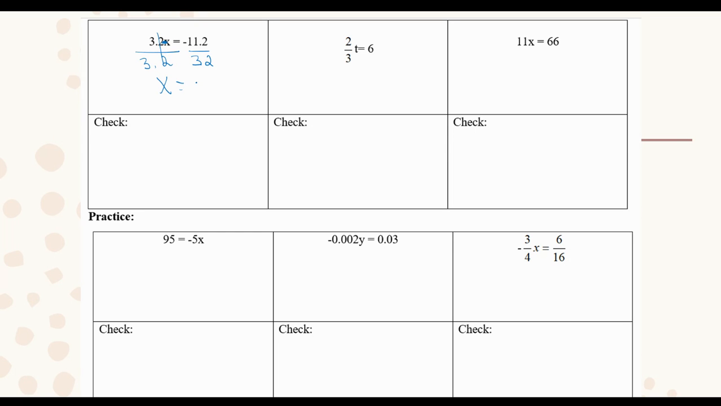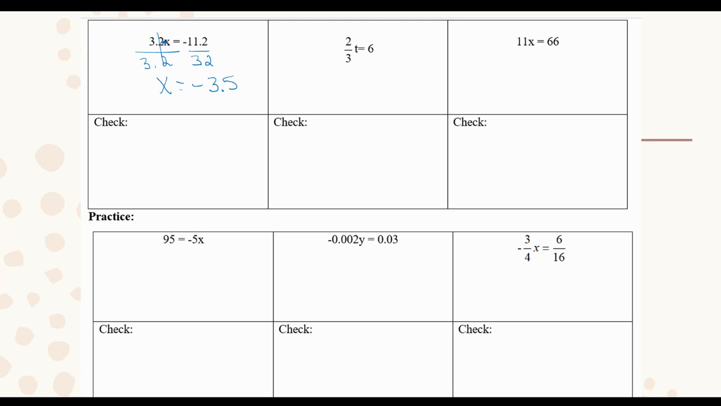All right, we should get a negative 3.5 as our answer. Okay, looking at the next one. Next one here, we have a fraction. This is where you have two different options. We talked earlier about a reciprocal.